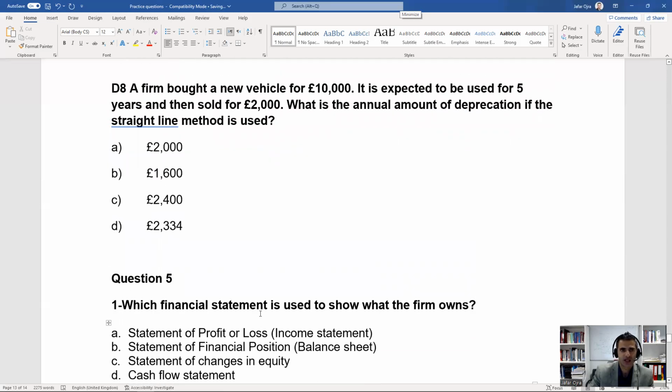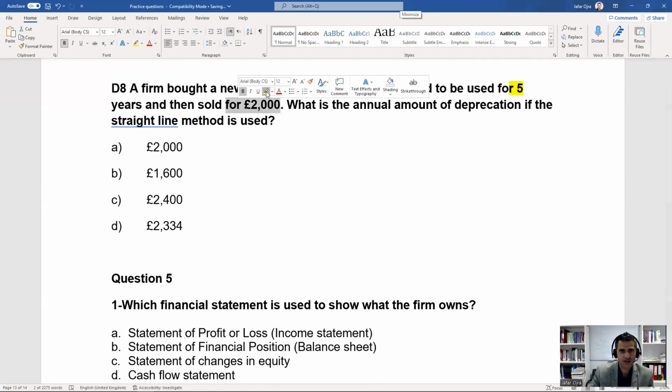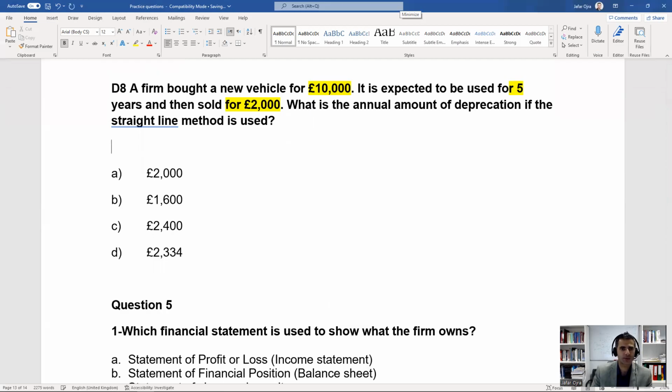A firm bought a new vehicle for £10,000, so that is the cost. It is expected to be useful for 5 years, and then sold for £2,000. So that's the residual value after 5 years. What is the annual amount of depreciation if the straight line method is used? That should be really straightforward to apply.